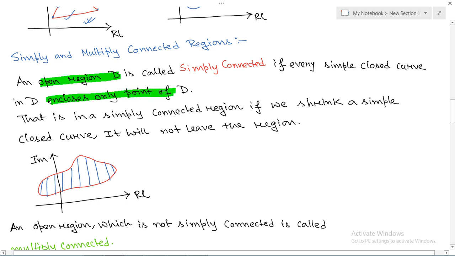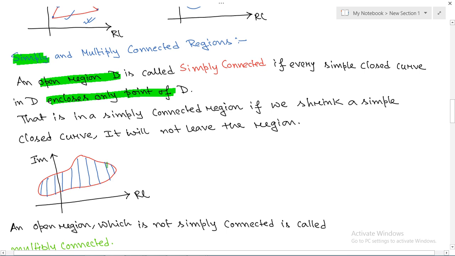What does it mean? It means that suppose we have an open region and we have drawn some simple closed curve on that region. Now if we want to shrink the curve, it will not leave the region. Whatever we shrink, after some time the curve will coincide to a point itself. That point should be inside the domain, it should not be outside the domain. As we shrink it, it will not leave the domain or the region. So that kind of region is said to be a simply connected region.